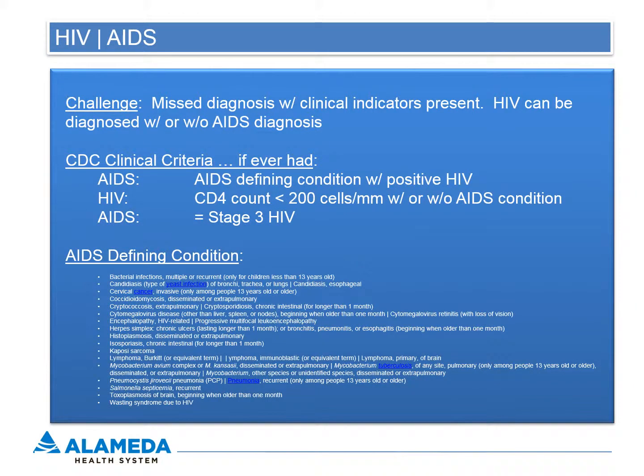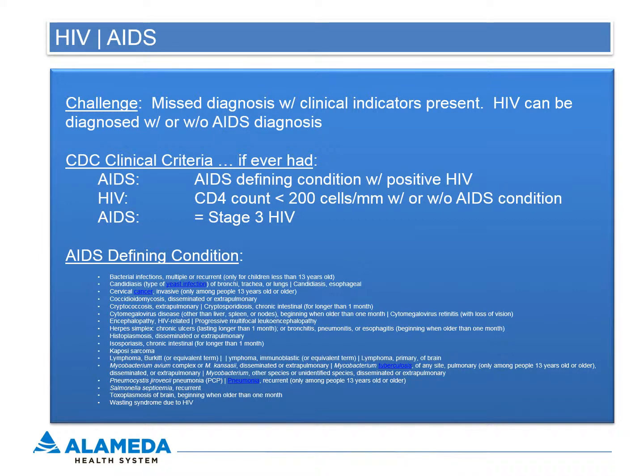HIV and AIDS. The state of California poses an interesting challenge regarding HIV and AIDS. In the state of California, you are not allowed to document or code anything related to an HIV status. The only time you're allowed to capture HIV status is if the patient has had or currently has a diagnosis of AIDS. So it's typically the diagnosis is missed and not documented even if clinical indicators are present. HIV can be diagnosed with or without an AIDS diagnosis. So it can be documented. It's just not allowed to be coded in a chart and end up at a payer site.